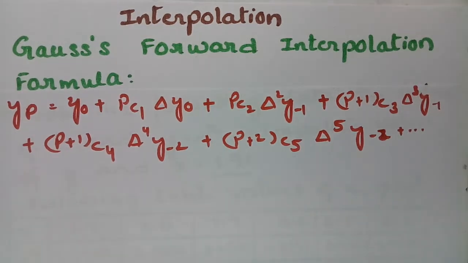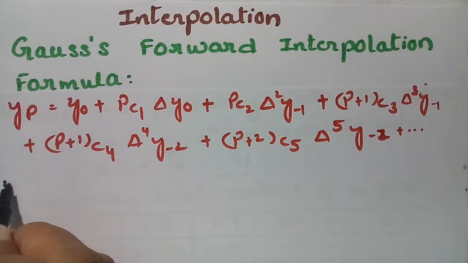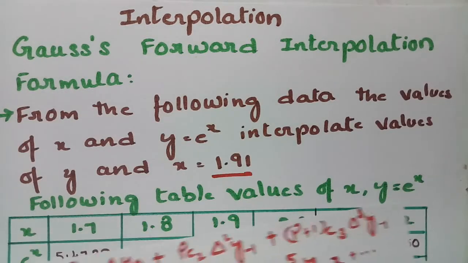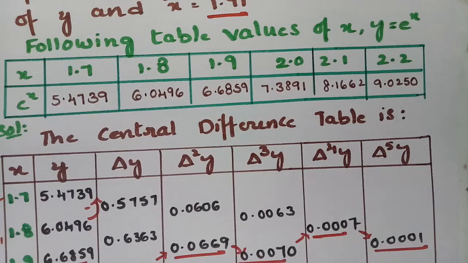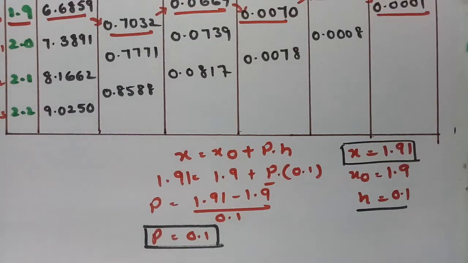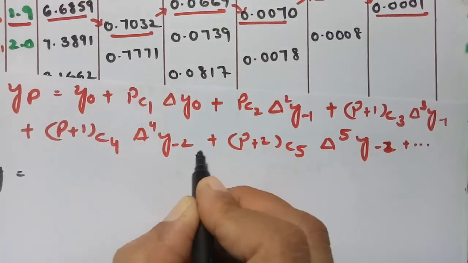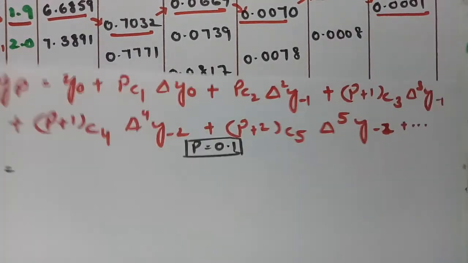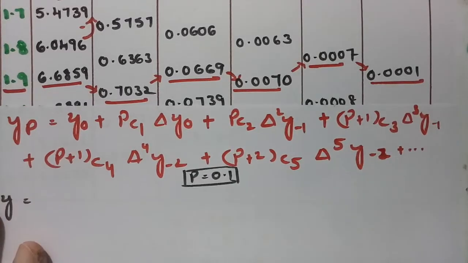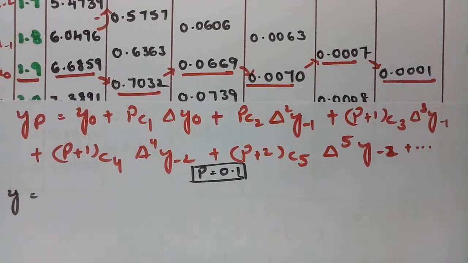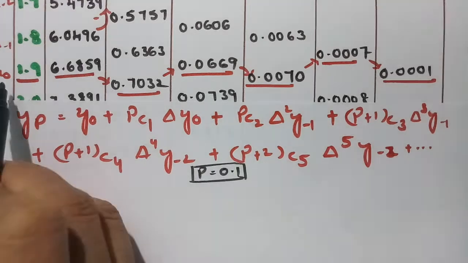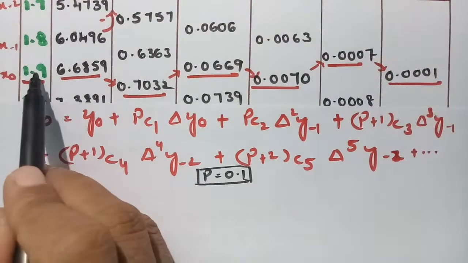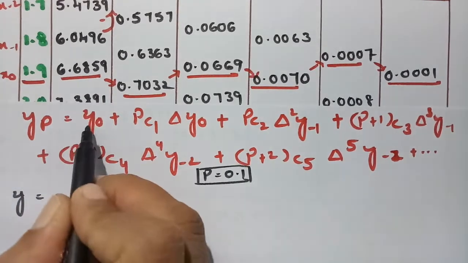Now I have to substitute all the values here. This is y at 1.91, the value to be tabulated. The p value is already known and very clear, it's 0.1. Now I'm going to substitute here, and all the values are needed for substitution. Be very careful when substituting. As I have chosen 1.9 as x0, this will be y0. What is our y0 value?